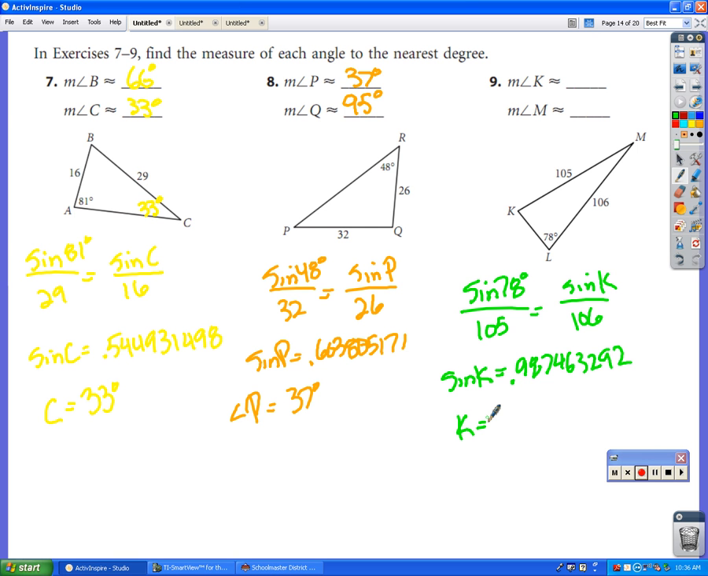So to find my angle, I have to go second sine of that answer. And that gives me, if I round to the nearest degree, 81 degrees. And so 180 minus 81 minus the 78 that I knew already leaves me 21 degrees for angle M. Okay?